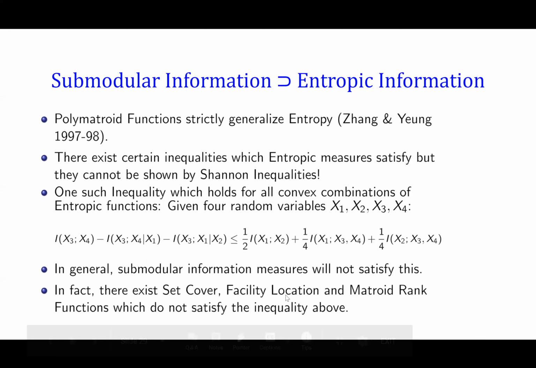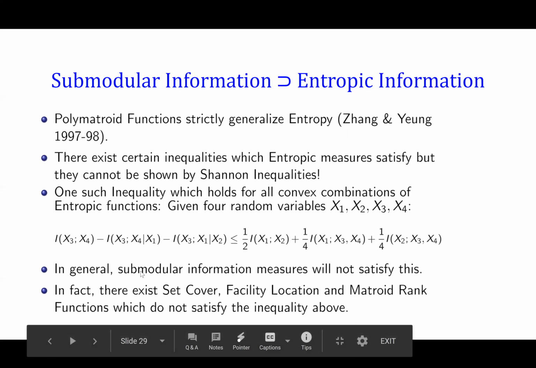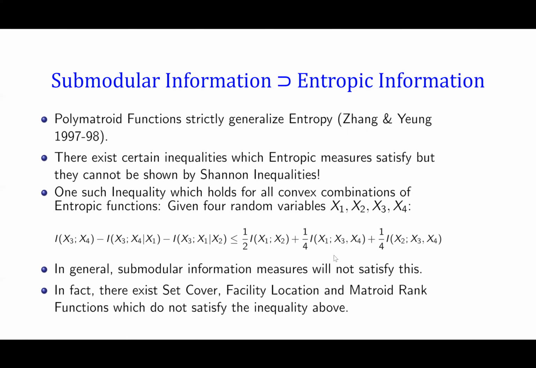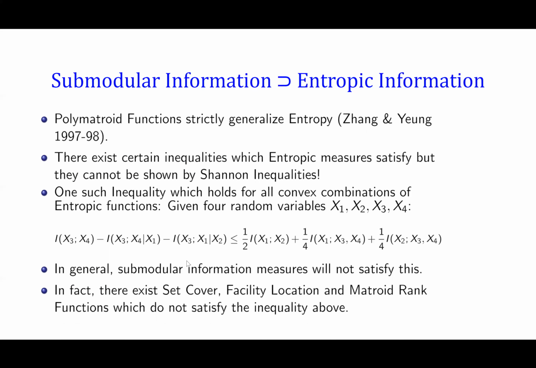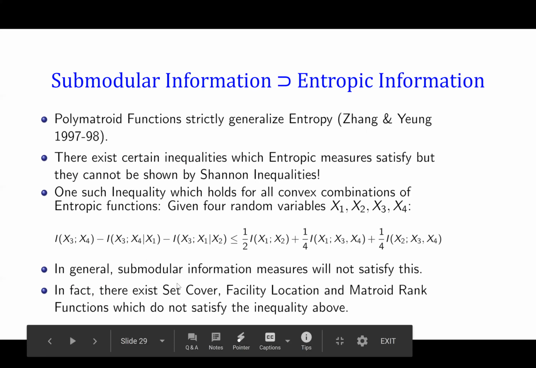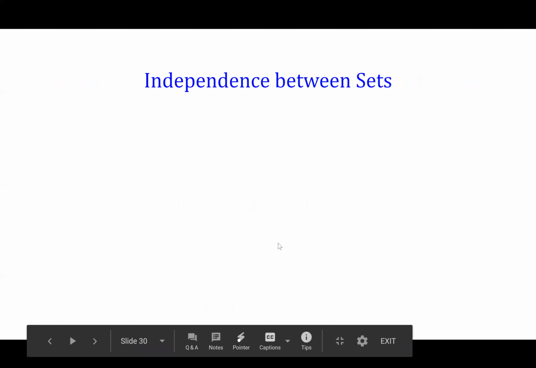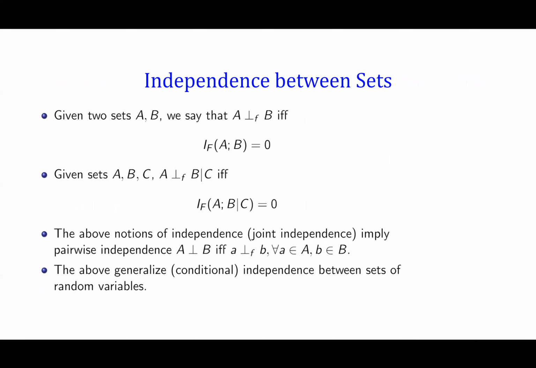That means there are submodular functions where this inequality does not hold. In fact, similar to this, a large number, an infinite number of inequalities can be generated that entropic functions satisfy but submodular functions don't. This begs the question: how do we characterize these functions? It turns out that set cover, facility location, and matroid rank do not satisfy these, so in some sense these are broader classes of functions.